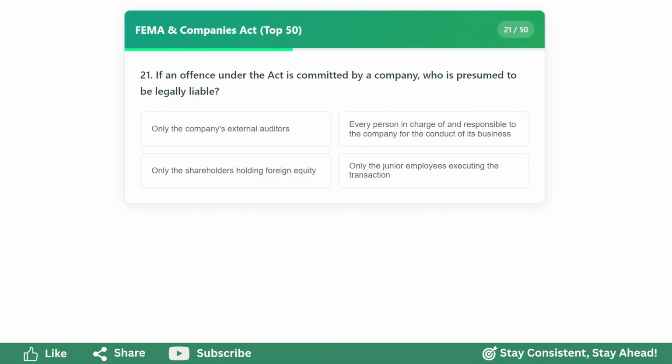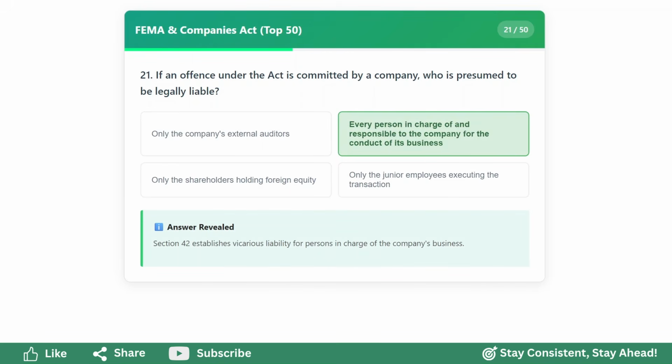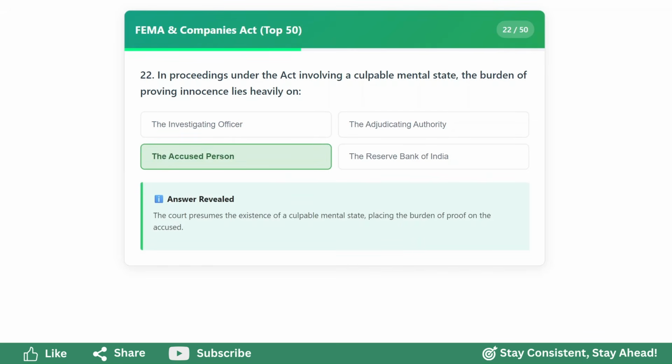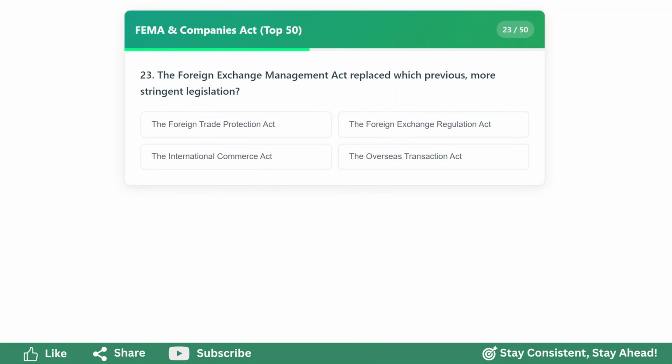If an offence under the Act is committed by a company, who is presumed to be legally liable? Every person in charge of and responsible to the company for the conduct of its business. In proceedings under the Act involving a culpable mental state, the burden of proving innocence lies heavily on the accused person. The Foreign Exchange Management Act replaced which previous, more stringent legislation?